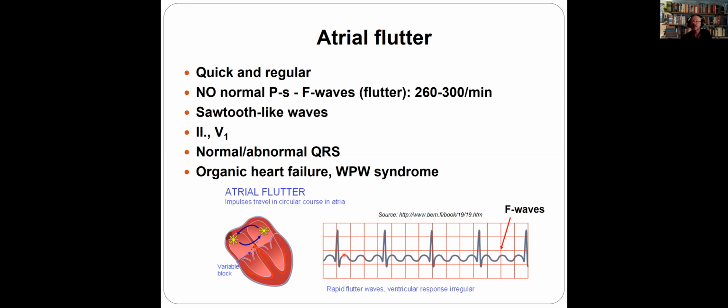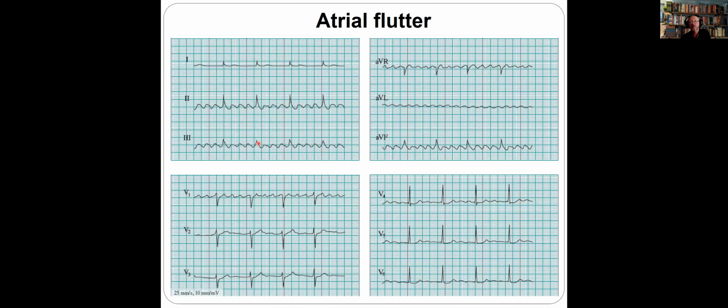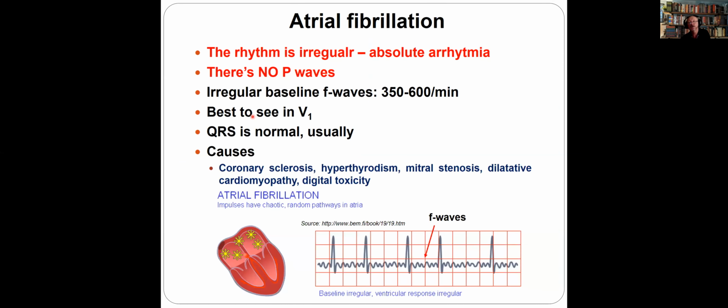All right. But what you do see, if you look at the rate of these sawtooth waves, you do see this less than 300. Okay, very nicely. For example, this is a sawtooth wave. If you do see this kind of waves, this is not a sinus P wave. This is the flutter wave. So this is an atrial flutter. Okay, good. What about fibrillation?